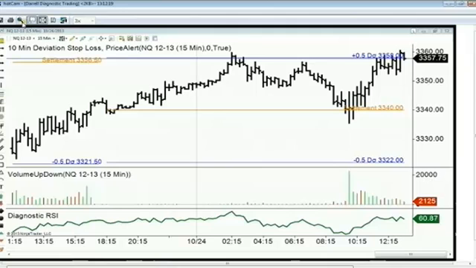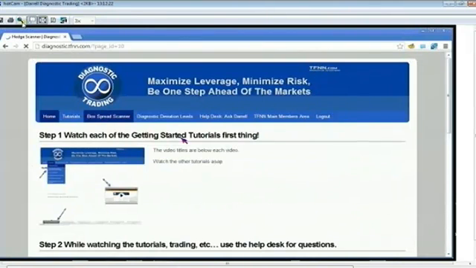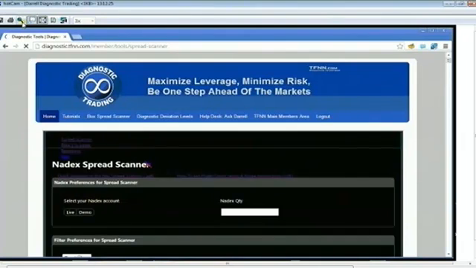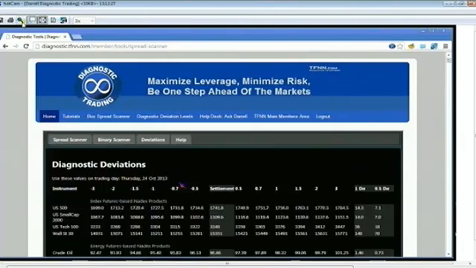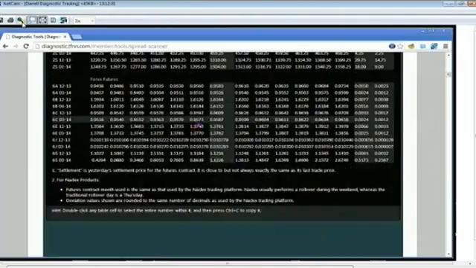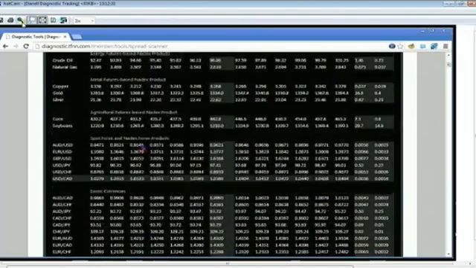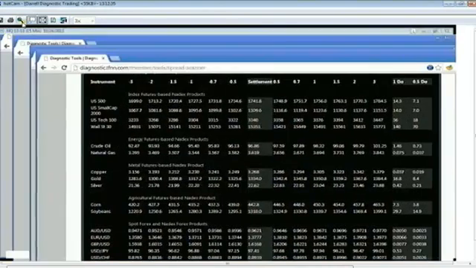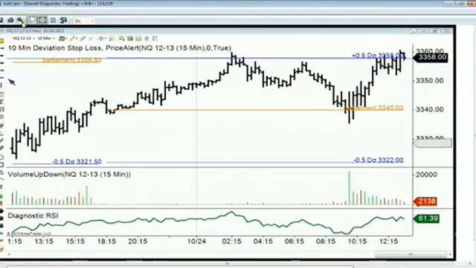Again, we post these every evening inside the scanner section here. You just go over to the scanners, and right in there is a link for the deviation levels. That way you can know what those levels are for each market: futures, Forex, commodities, all of those. We list a bunch of markets on here that you can check out.